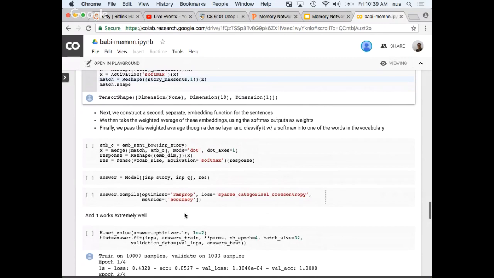Does anyone have any questions at this point? Are you guys clear about what type of answers this type of memory network can produce? Can it produce a phrase answer?